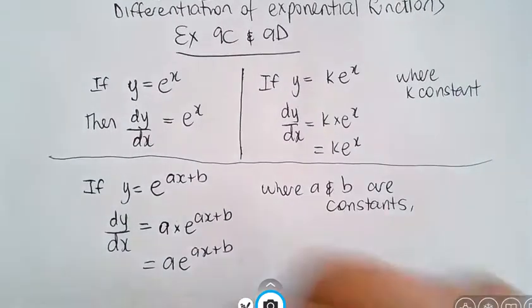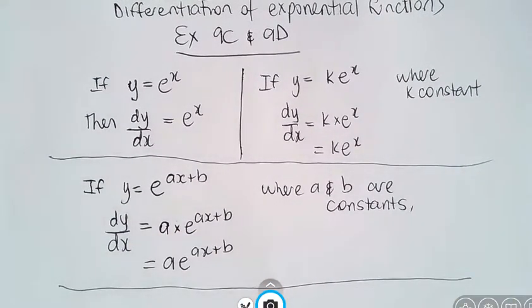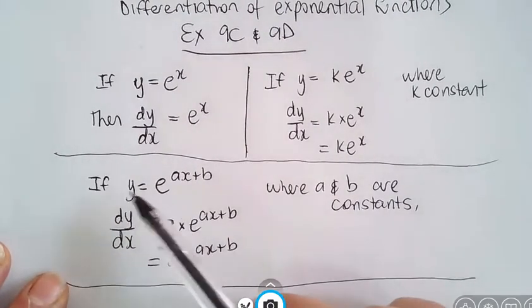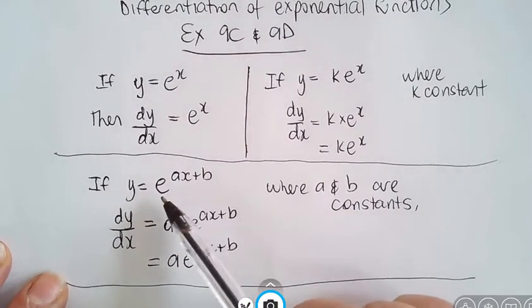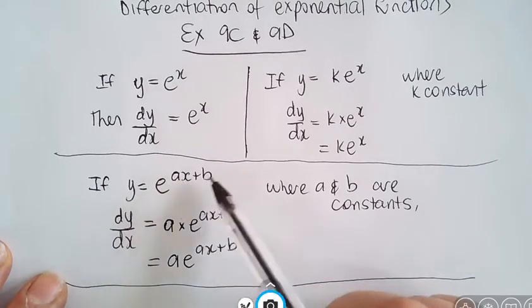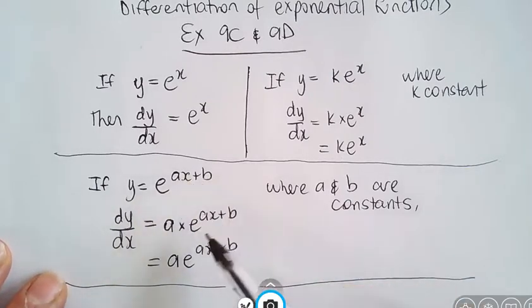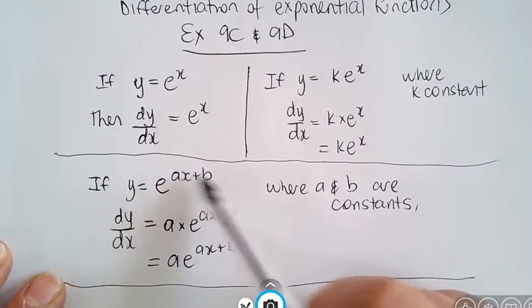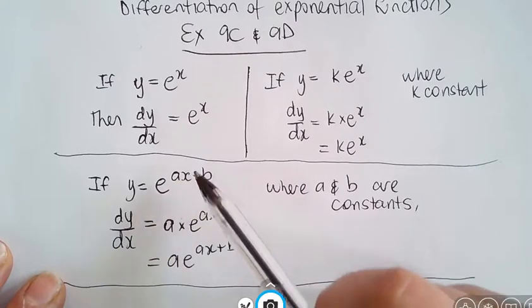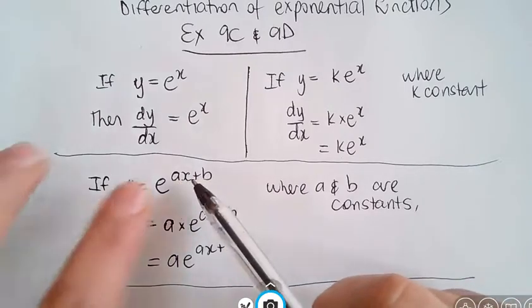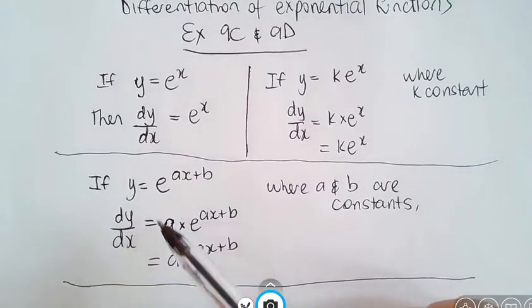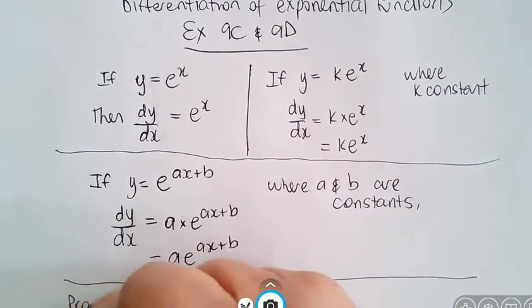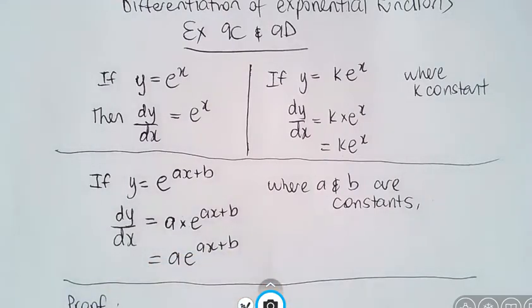Now, I'm going to prove that to you by using the chain rule. Basically, what this is saying is if y equals something like e to the, let's say a is 2 and b is 3, e to the 2x plus 3, you write the e to the ax plus b out, but then what we're really just doing is differentiating the ax plus b. If you differentiate ax plus b, you get a.